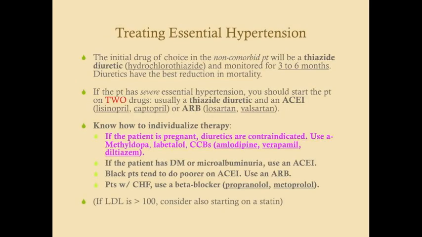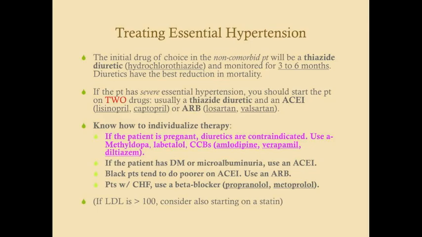So, treating essential hypertension. Now we have this patient that has had 3 or more abnormal readings. So what do we do for treatment? The initial drug of choice in a non-comorbid patient, so we're talking about a patient that doesn't have any other necessarily related disease processes, not the patient who is diabetic or a patient who has high cholesterol, etc., the drug of choice is going to be a thiazide diuretic. Thiazide diuretic is the best initial treatment for essential hypertension. So this would be something like hydrochlorothiazide.